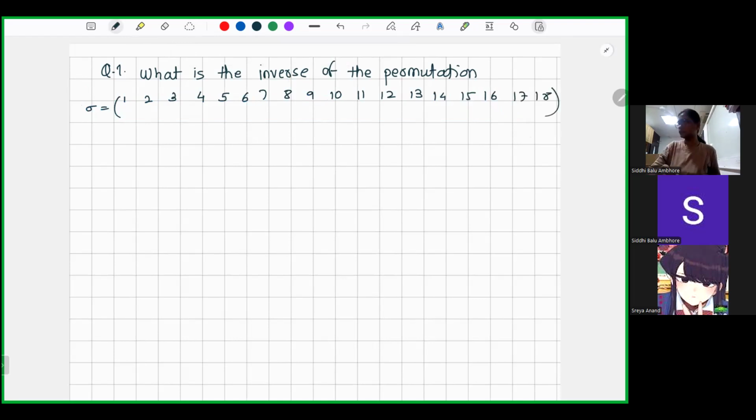It is 15, 8, 17, 4, 7, 14, 18, 13, 10, 6, 11, 5, 3, 12, 1, 9, 2, 16. So this is the question. We have to find the inverse of this permutation.